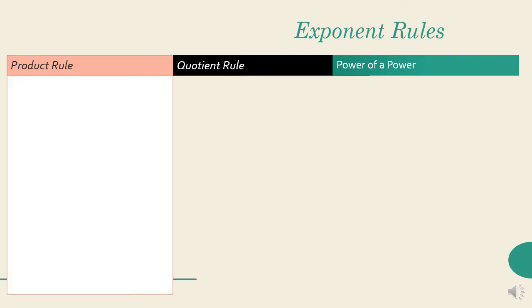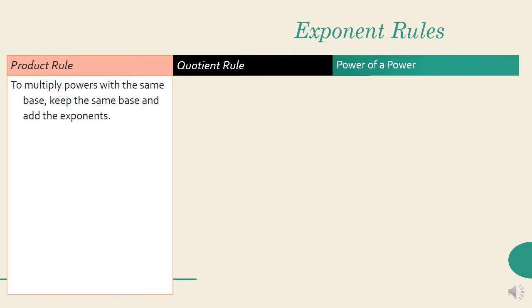So our first one, the product rule. To multiply powers with the same base, keep the same base and add the exponents.